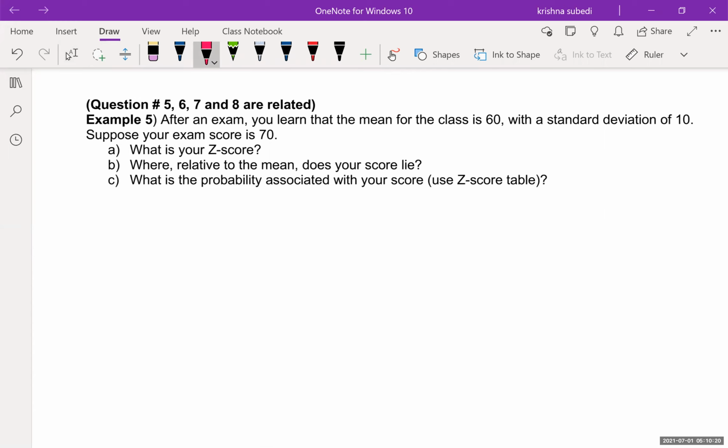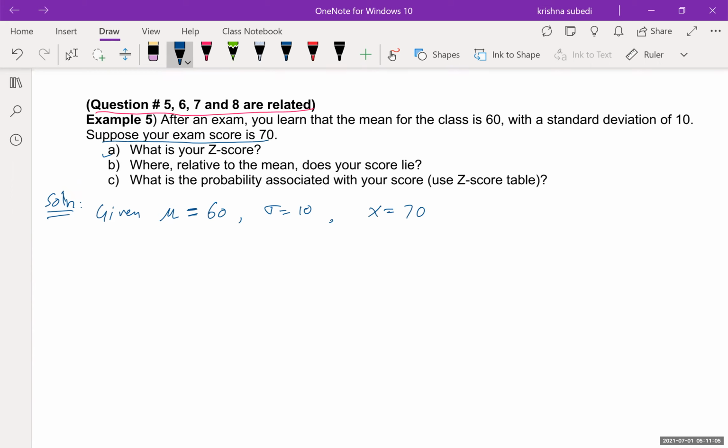So questions 5, 6, 7, and 8 are related. Let's begin with example 5. After an exam, you learn that the mean for the class is 60. Okay, let me write what is given. Given that the mean for this distribution, normal distribution, is 60 with a standard deviation of 10. And suppose your exam score is 70, so X is given as 70.